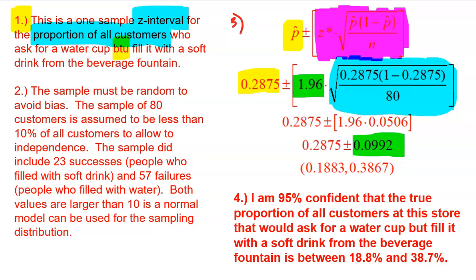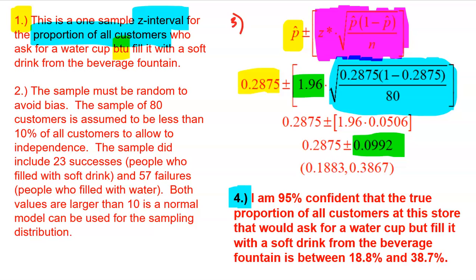So my sample was 28.75% of people that did this unspeakable act of filling their water cup with something other than water. I'm going to add, I'm going to subtract to get the ends of my interval. So very, very simple. Adding and subtracting, I got an interval of 0.1883 to 0.3867. Now comes the fourth step, which is, I'm not going to say the most important step, but one that a lot of kids tend to forget about sometimes. That's actually interpreting it in context.